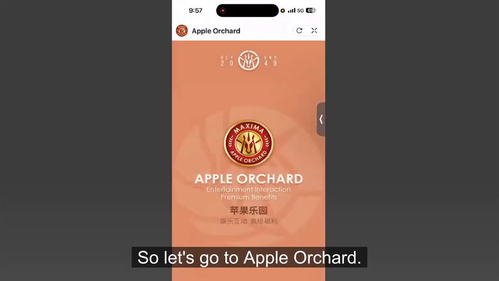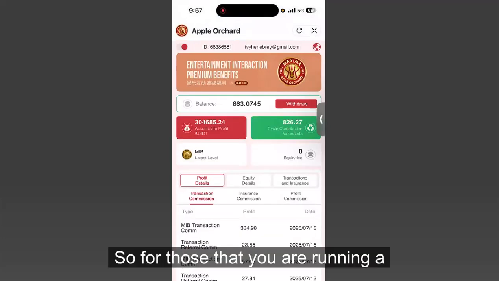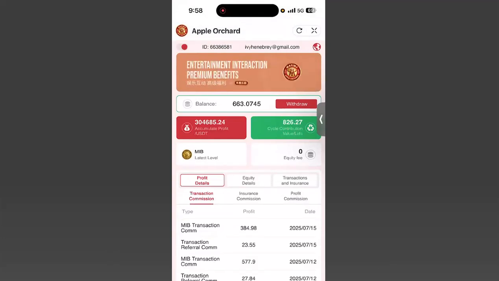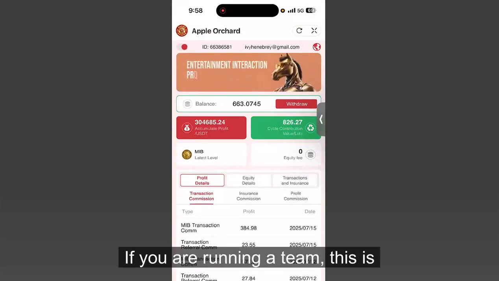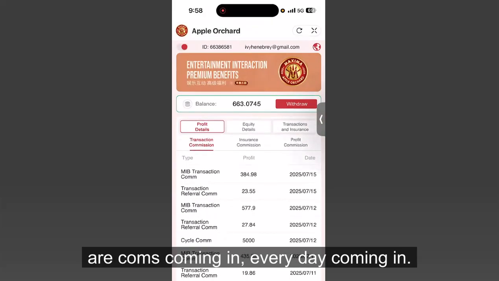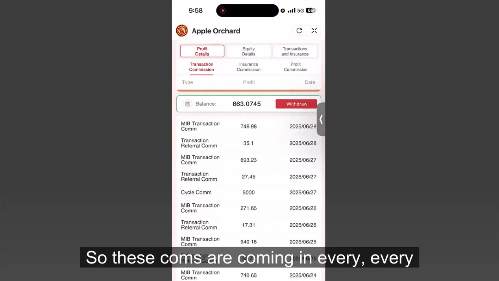So let's go to Apple Orchard. For those of you running a network, running a team, this is an MIB account. If you're running a team, this is for you. And you can see that every day there are commissions coming in, every day. Okay. So these commissions are coming in every day.